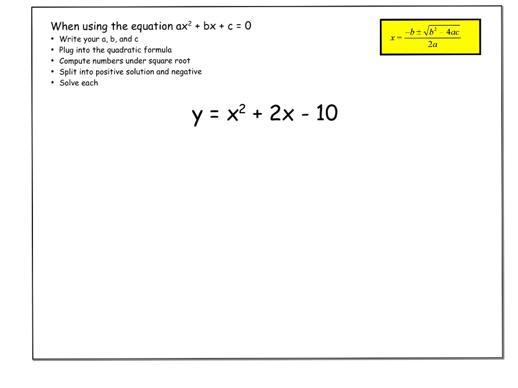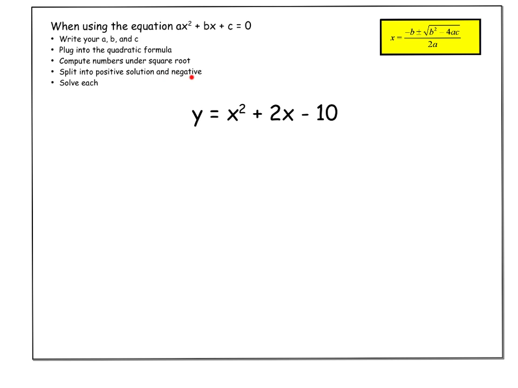So on this slide, I have listed the steps to using the quadratic equation. Again, your first job is to write your quadratic equation out in standard form, ax squared plus bx plus c equals 0. Write down your values of a, b, and c. Plug those into the quadratic formula, which I've listed here until you've memorized it, but you will be expected to memorize it. My strong advice is to compute the numbers under the square root. This is the number one place where people mess up their calculations.